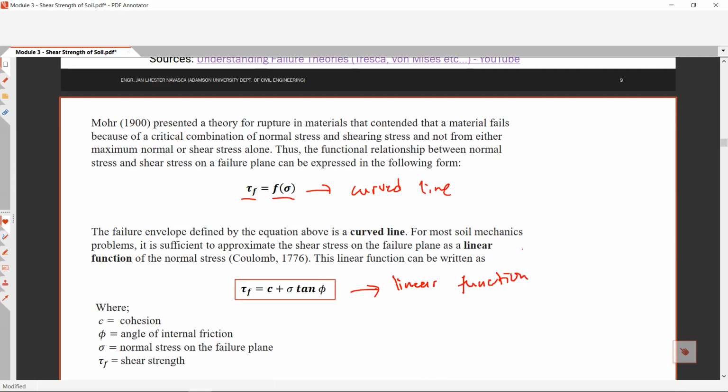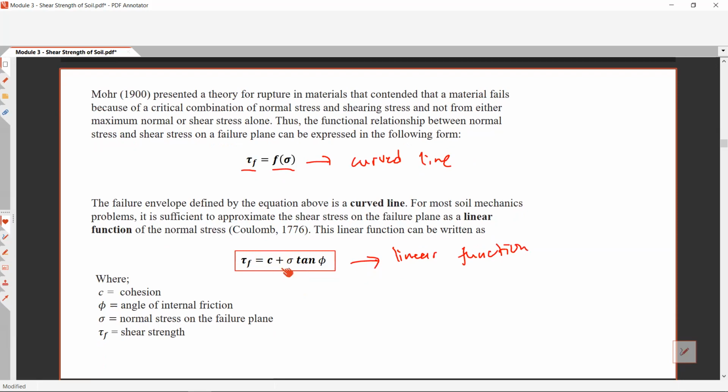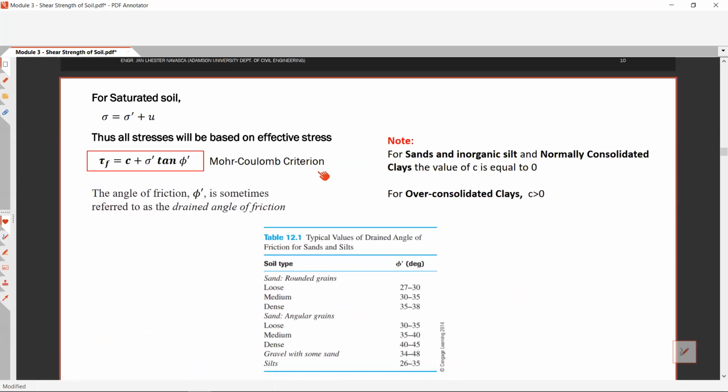Okay, that is why your shear stress is now equal to the cohesion plus the normal stress on the failure plane times the tangent of phi, whereas phi is the angle of internal friction. Then for saturated soil, we all know that the normal stress, the total stress, is equal to the effective stress plus the pore water pressure. Therefore, all stresses will be based on effective stress.